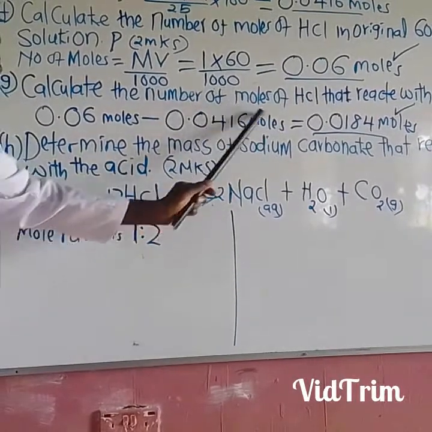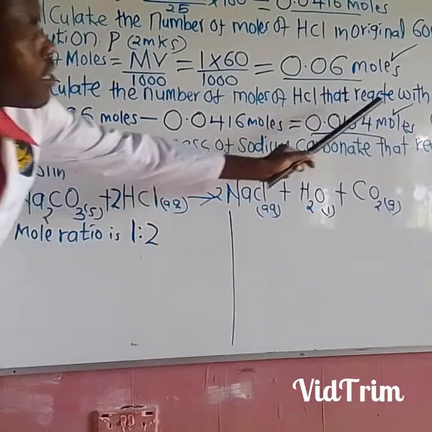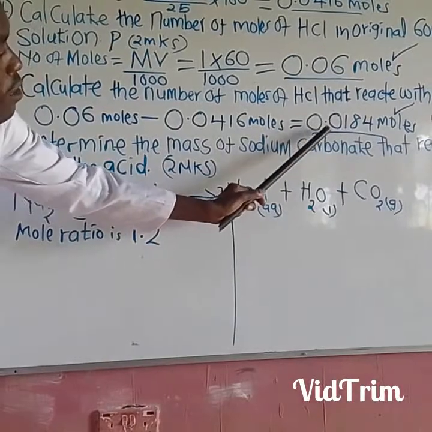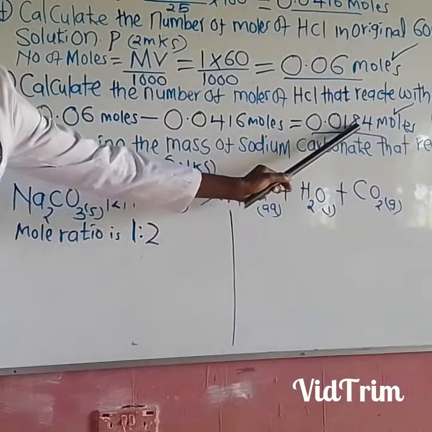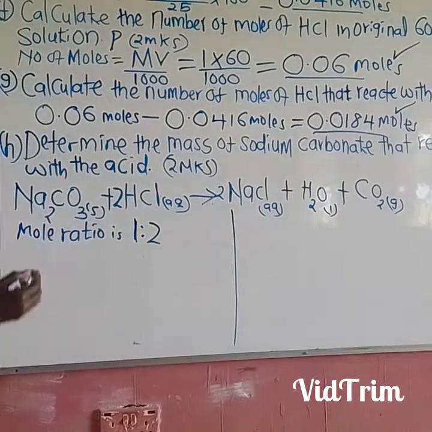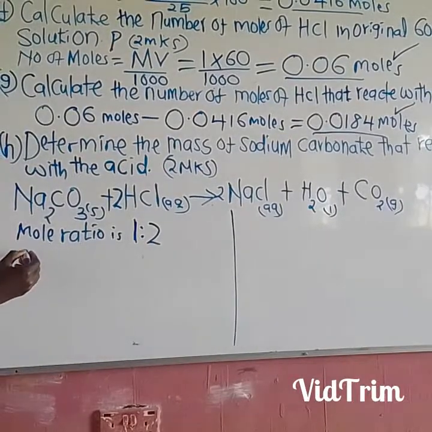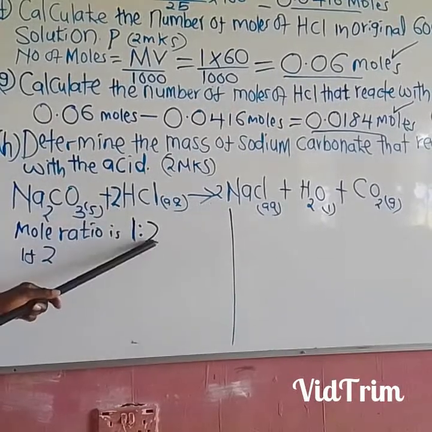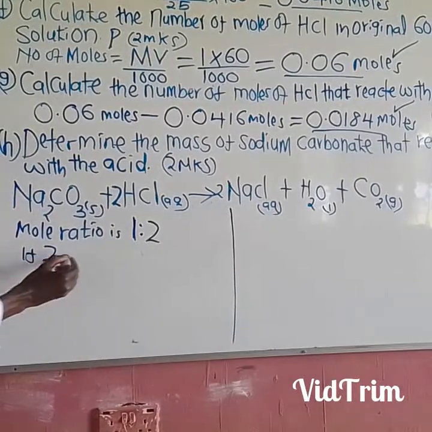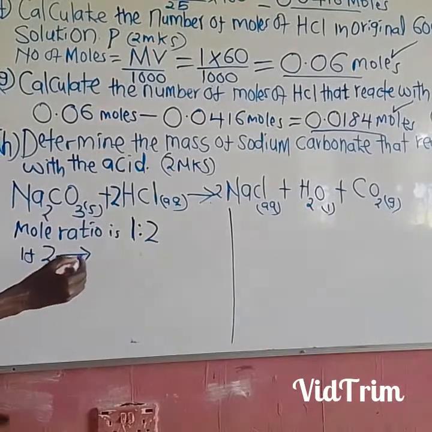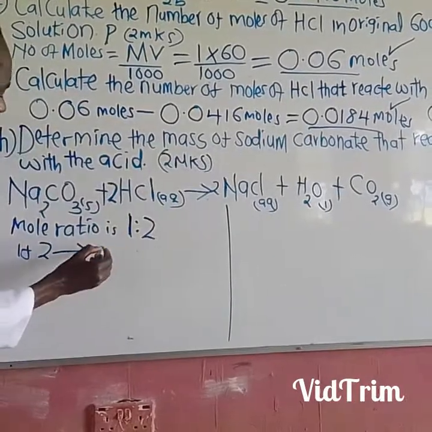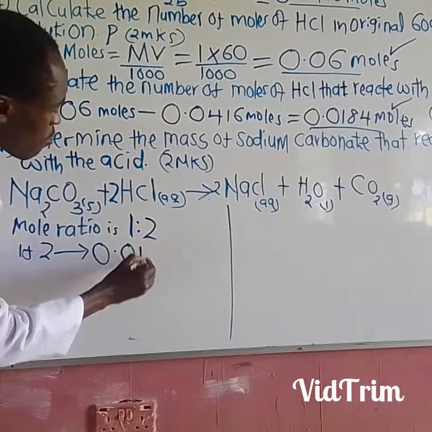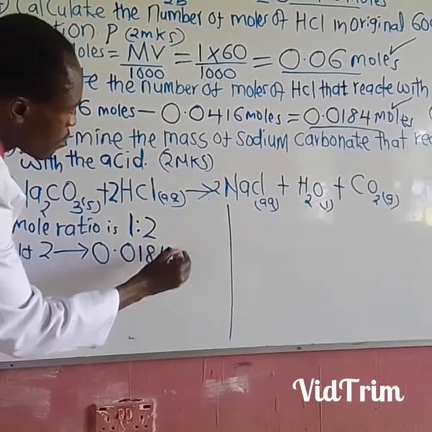Number of moles of hydrochloric acid that reacted with the sodium carbonate is 0.0184 moles. Is it okay? So we relate this way. If ratio 2, that is of the acid, is how many moles? This one, 0.0184 moles.